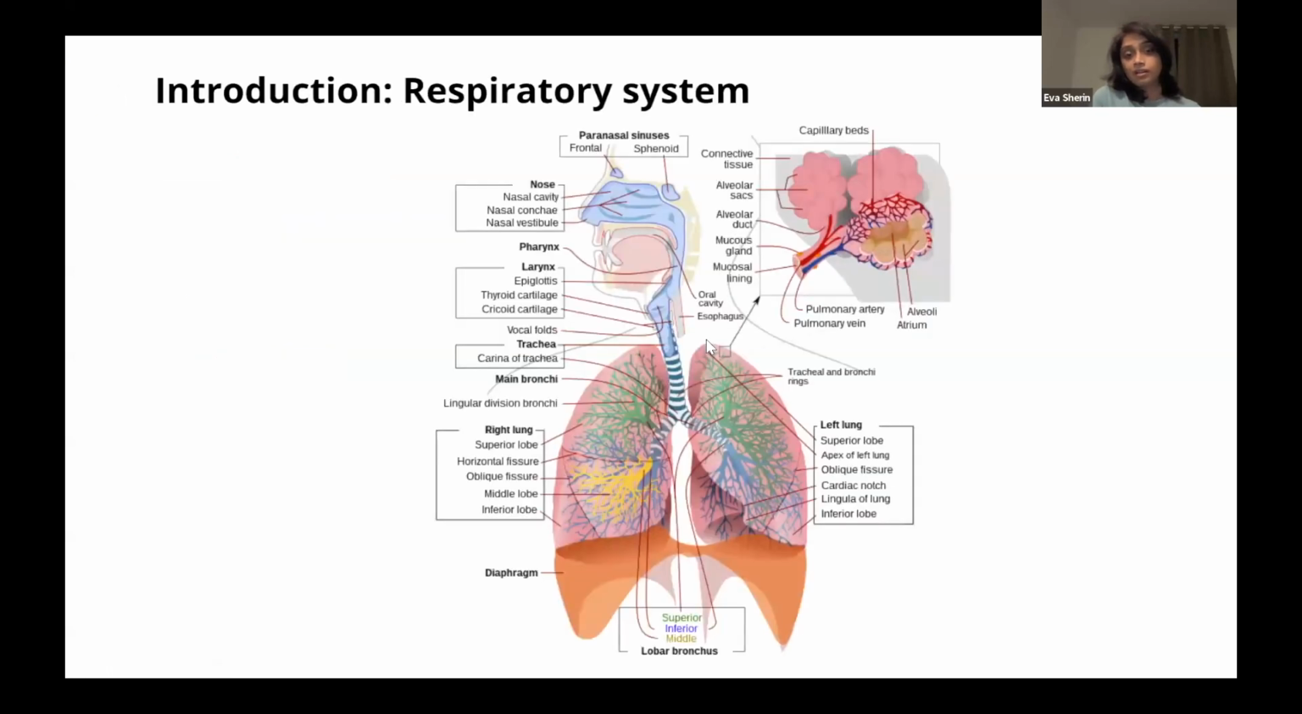So a quick recap of just what the respiratory system is. I don't think we need to go into so much detail, just that coming down from the trachea, going down into the main bronchi and into the right and left lung. Your right lung has 3 lobes with 2 fissures, the horizontal fissure and the oblique fissure, dividing the lung into the superior, middle, and inferior lobe. And you've got the left lung, which is a bit smaller than the right one, and we've got 2 lobes over there and only 1 fissure, which is the oblique fissure.